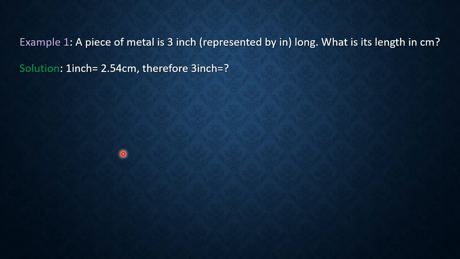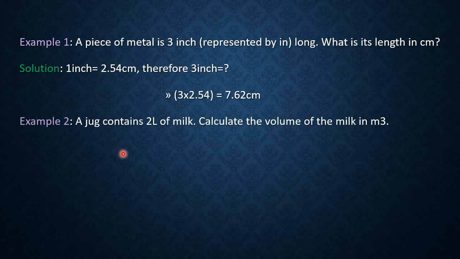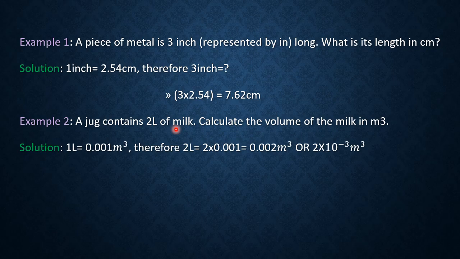In the same way, a jug contains 2 liters of milk. Calculate the volume of the milk in meter cube. So liter to meter cube. What is the conversion factor? 1 liter equal to 0.001 meter cube. Therefore, 2 liter equal to 2 into this one. Answer is 0.002 meter cube, or in terms of scientific notation, 2 into 10 to the power minus 3 meter cube.